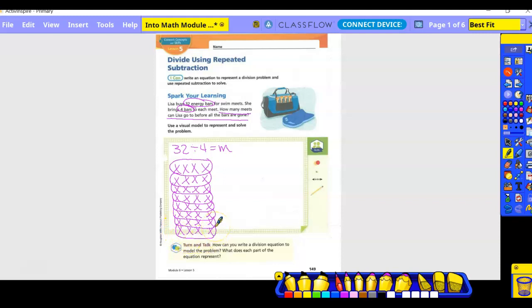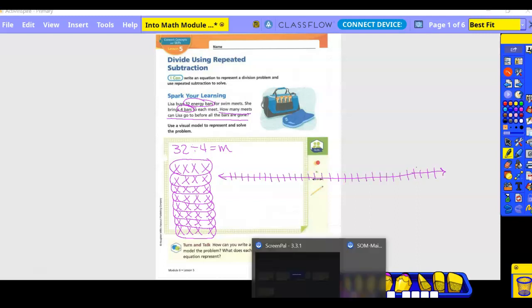Or I could do a number line. If I did a number line, I would draw my number line with how many little tack marks on it? 32. So I'd go 1, 2, 3, 4, 5, 6, 7, 8, 9. So I have my 32 tack marks, and then I need to jump back in groups of what? 4.